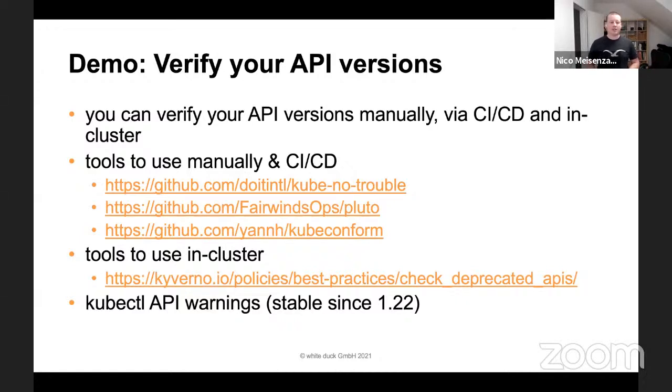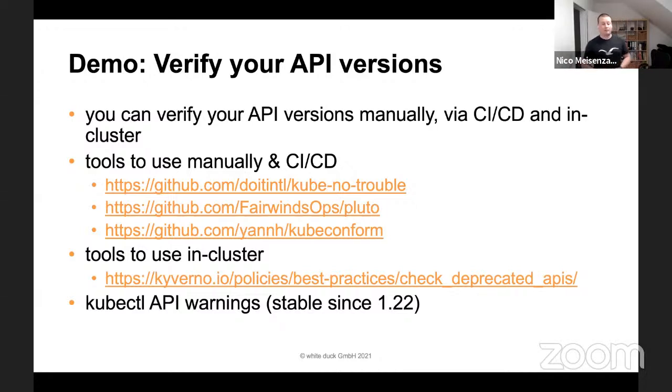Talking about CLI tools and tools for CI/CD, we have tools like Kube No Trouble, we have tools like Pluto and also Kubeconform, which can help you. All of them are just CLI tools which you can use. If you're talking about in-cluster auditing, there's a great guide by Kyverno, where you can use Kyverno to audit and see if there are any deprecated APIs running in your cluster, and then act on the audit and update your manifests.